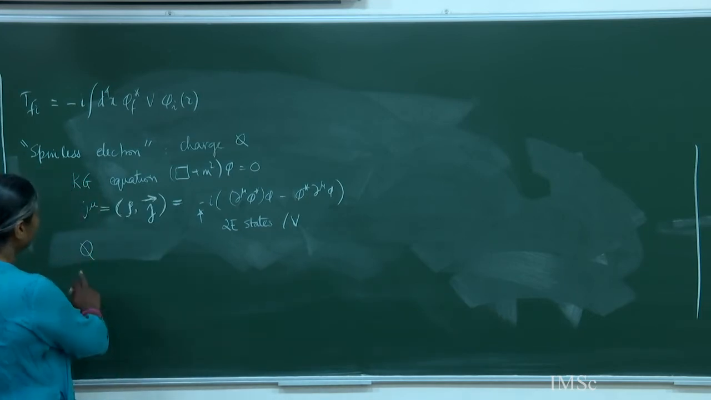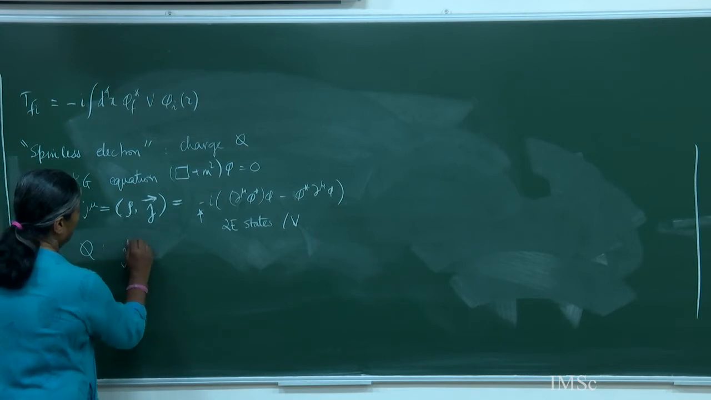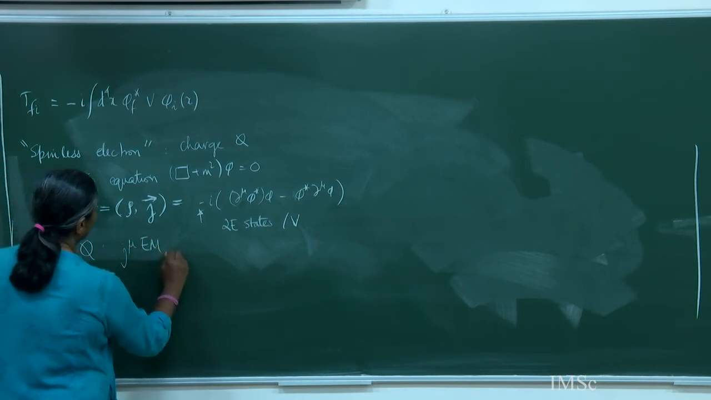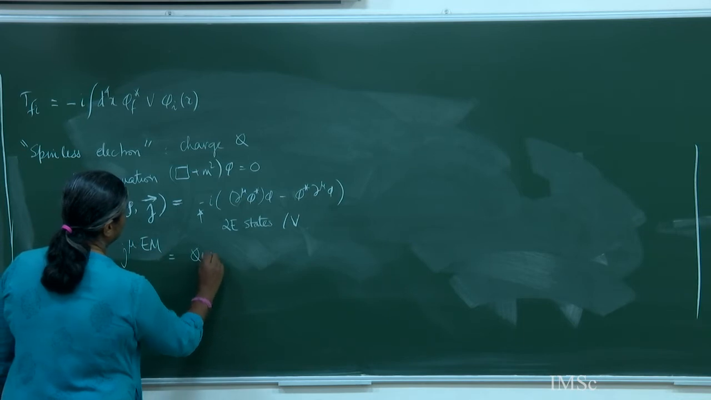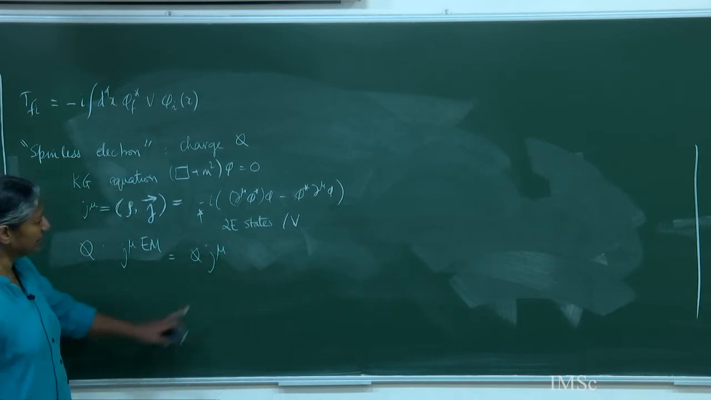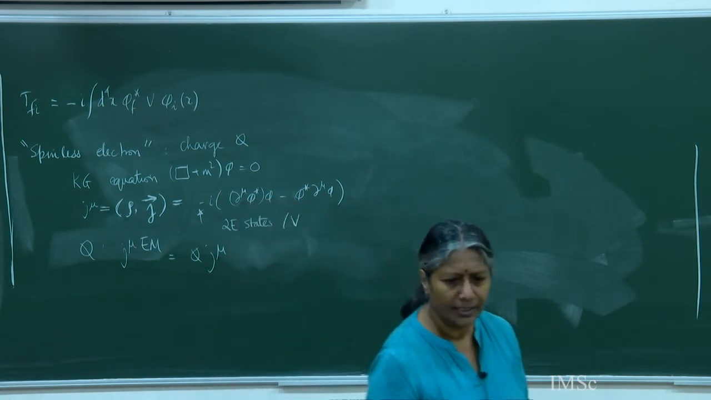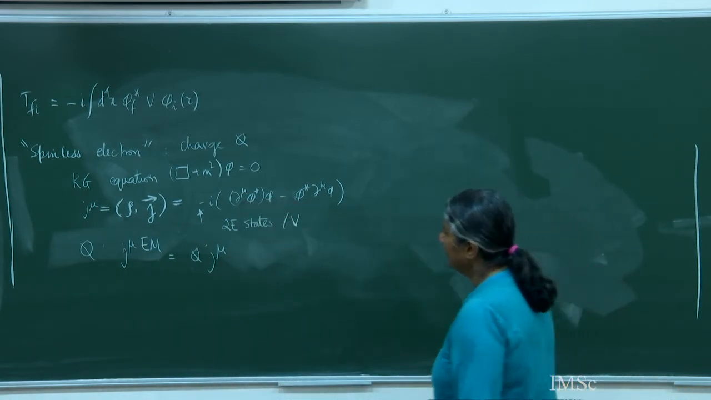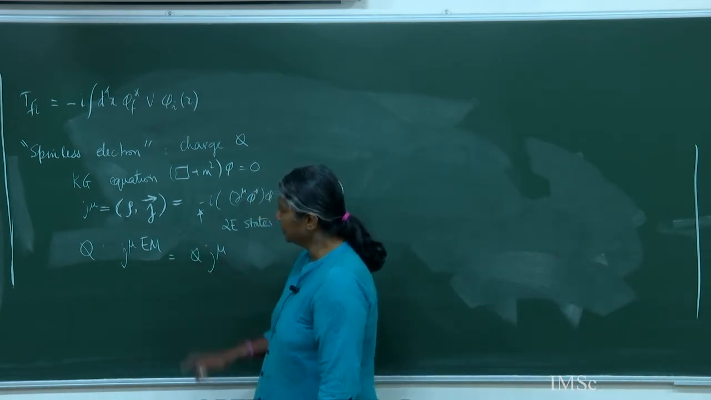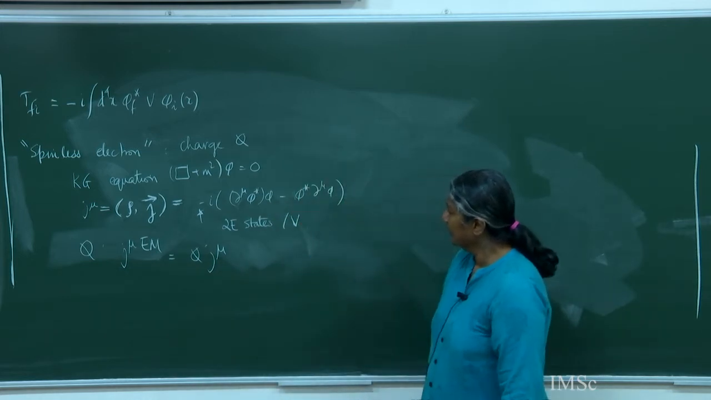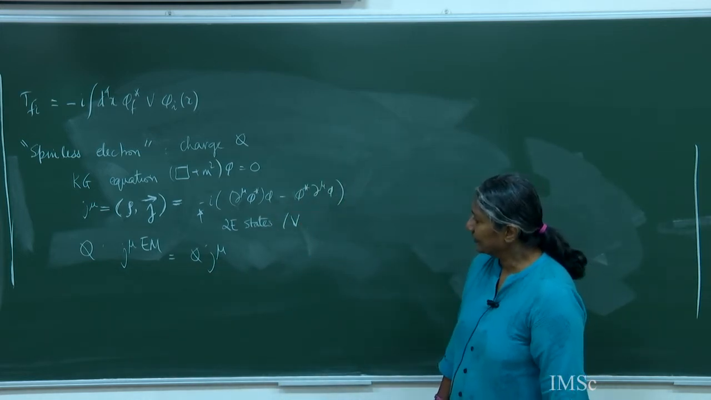So okay, if Q is the charge of the object, then I will define an electromagnetic current J mu, which is Q times J mu. So this is the number current, and therefore if I multiply it by the charge, I will actually get the electromagnetic current, which will include the charge. Okay, so that was one question that we had last time.